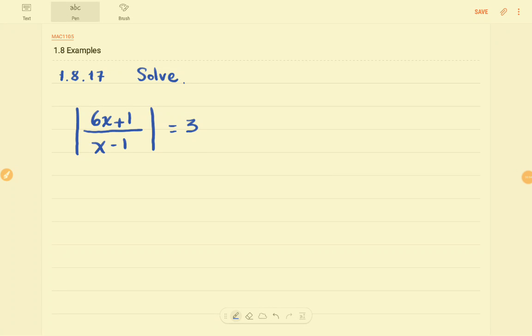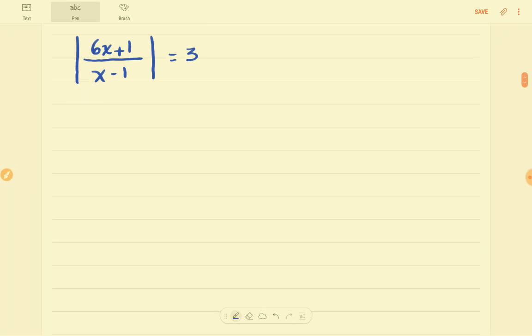I'm going to work an example from 1.8 involving a rational expression inside the absolute value symbols. So first thing we're going to do is, like we always do, isolate the absolute value expression, which we have done already. And now I will take the inner part of the absolute value expression and set that equal to both positive 3 and negative 3. And so I will use the sandwich method.